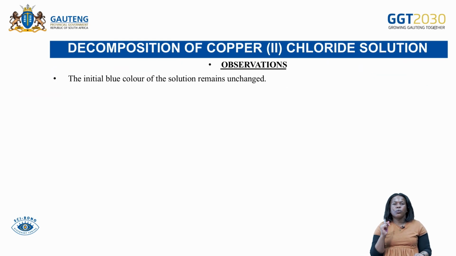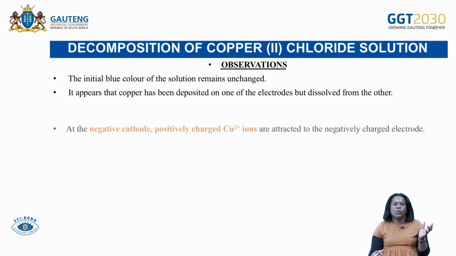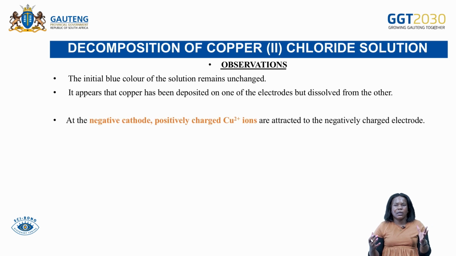So let's go through what we'll observe. The initial color of the solution, which is copper chloride, is blue, and over time it remains unchanged. It then appears that copper has been deposited on one of the electrodes but dissolved from the other. That is why we're able to see the decomposition, and we see the smudge of the reddish-brown deposit.